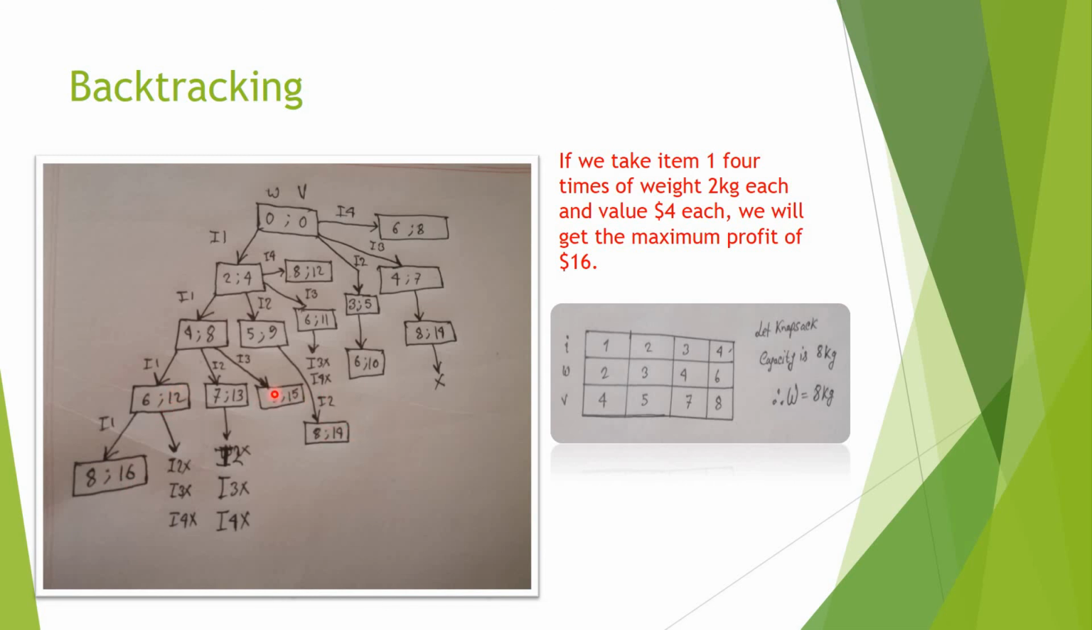Now our target is to find the maximum profit, right? So the maximum profit we can find here is 16. This shows that if we take item 1 four times, with weight 2 kg each and value $4 each, we will get the maximum profit of $16. In this way we use the backtracking method to find the solution of the unbounded knapsack problem.